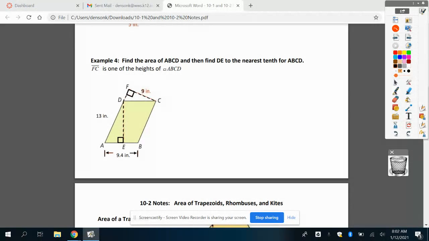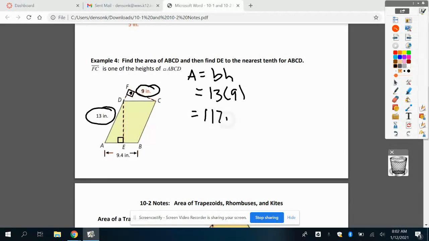So we're going to be working backwards a little bit. First we want to find the area using this area equation of base times height. And this 9 is one of our heights. What we need to do is get the base that goes with the 9. Remember, the base and the height have to create a right angle with each other. So if you look, here's your right angle, which means the base that you're going to use with this 9 is the 13. So we can get our area by taking 13 times 9, which specifically is 117 inches squared. So there's the area.